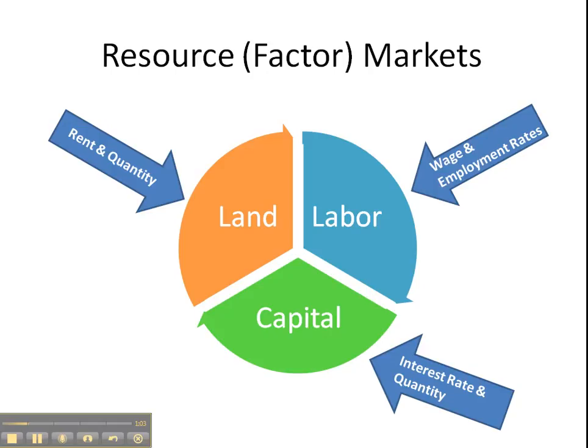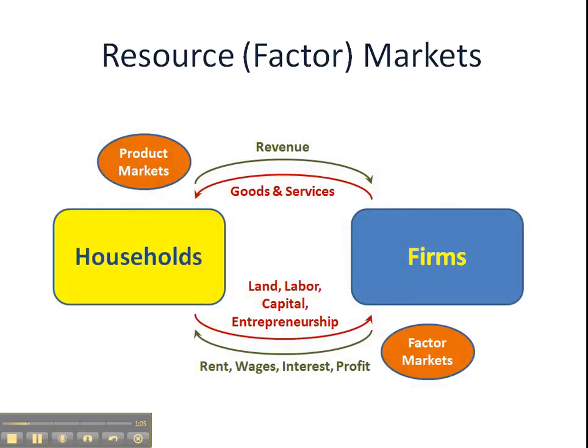Now, to understand resource markets, you need to realize that the roles of firms and households are reversed from what they are in the product markets. The figure that I'm showing you right here, we're back to the simple circular flow diagram. It illustrates the roles of firms and households in the product and resource markets, or factor markets. Households buy goods and services from firms. Firms sell goods and services and receive revenue.